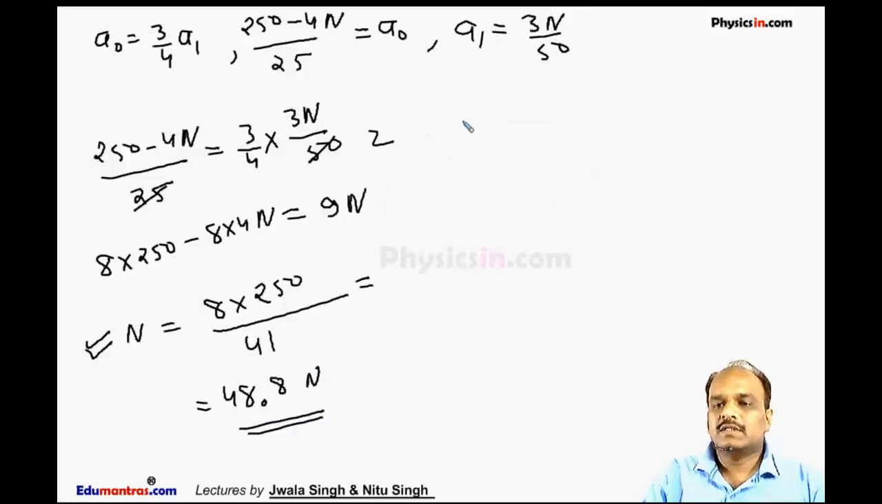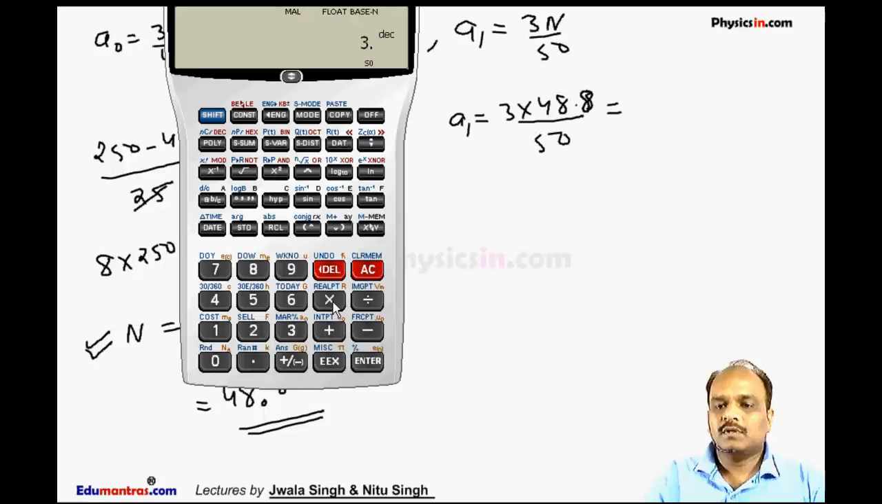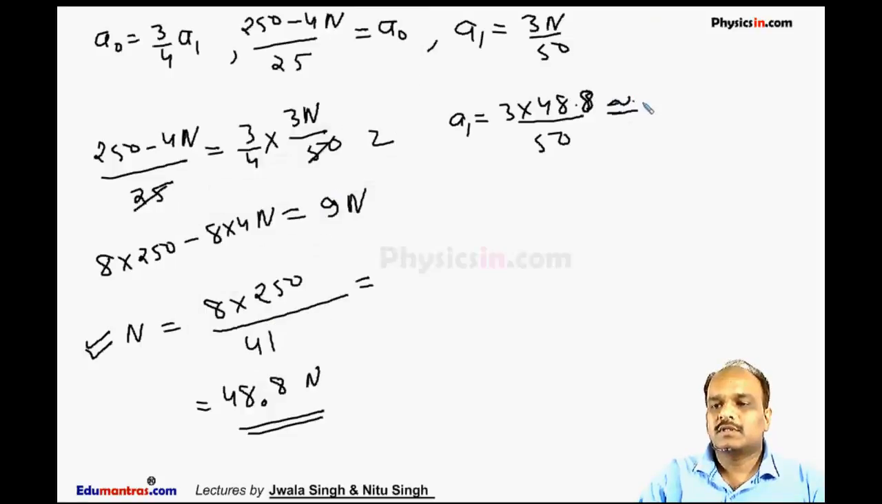In the same way, I can say a1 is equal to 3 into 48.8 divided by 50. So this is equal to 3 into 48.8 divided by 50, which is equal to 2.928. That can be written as approximately 3 meter per second square.